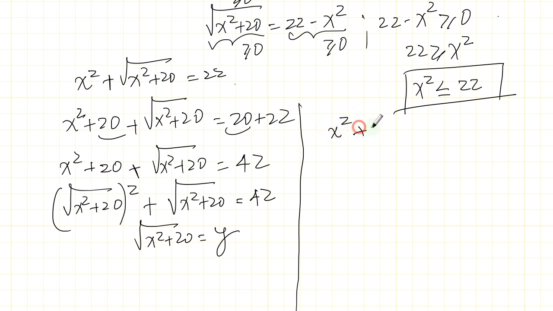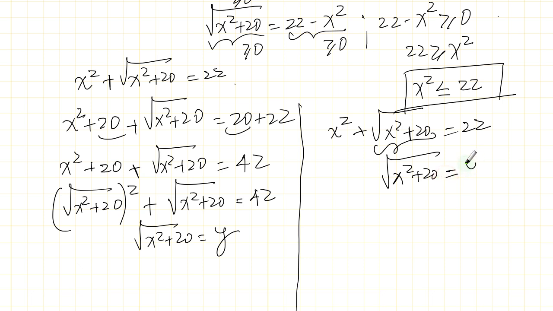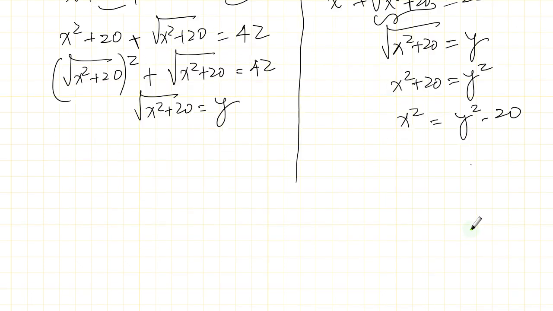We could say x squared plus 20 equals 22. Let's say the square root of x squared plus 20 is going to be y. So x squared plus 20 is going to be y squared, and then x squared is going to be y squared minus 20. Putting this in our original equation, where we have x squared here, we're going to replace y squared minus 20 plus y, which is our substitution, and then this is going to be 22.